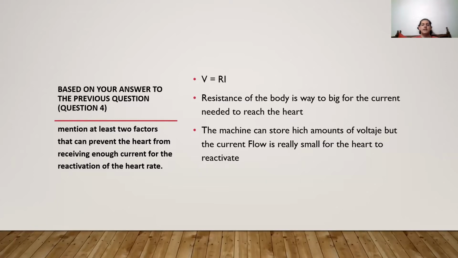Also, it could be due to the capacity of the machine, meaning that either the capacitor has not enough capacitance for the amount of energy needed to produce this current, or the voltage source is not big enough in order to give enough voltage to the capacitor to produce the current we need to reactivate the heart. And that is because we know that voltage divided by resistance is current. So if we have a small voltage and a normal resistance, it will have a small current and we will not reach the current needed for us to restart the body.